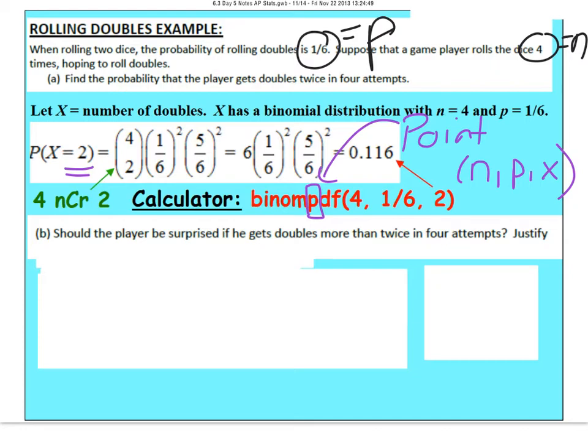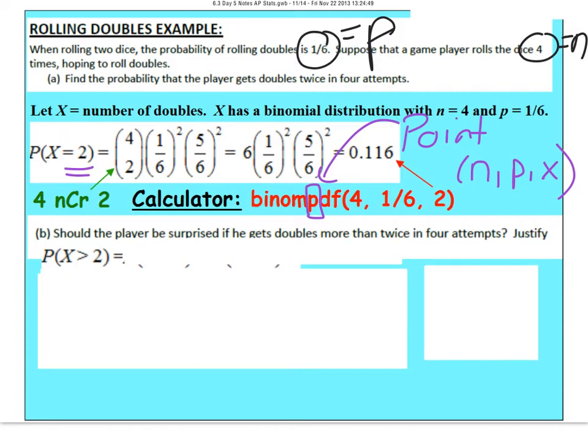Okay, let's look at B. Should the player be surprised if he gets doubles more than twice in 4 attempts? Okay, this is a different probability question, just slightly different though. What's the probability he gets doubles more than twice? So what I want to find is the probability that X is greater than 2. This is a discrete variable, so the answers are either 0, 1, 2, 3, or 4. There's nothing in between. So greater than 2 means not including 2.